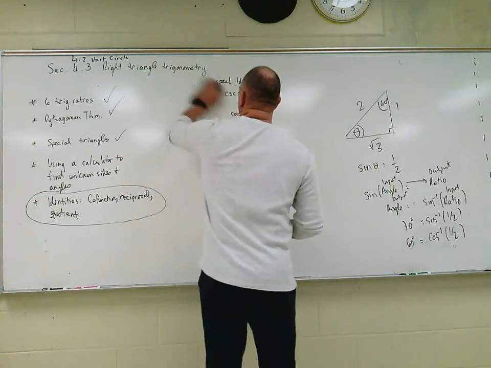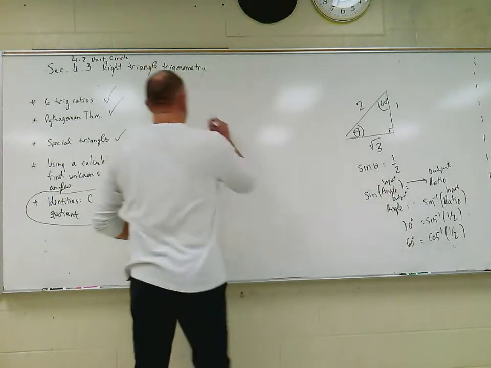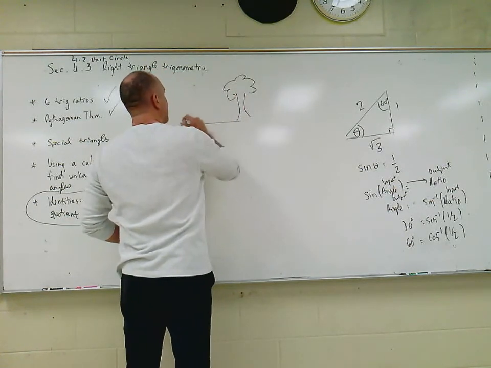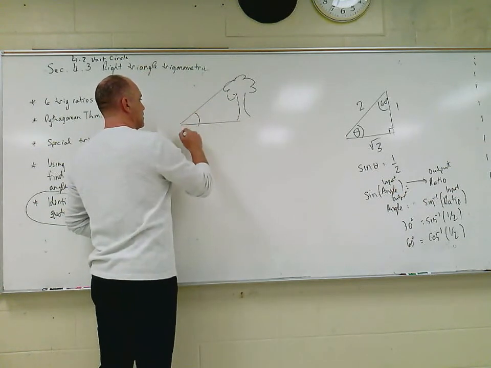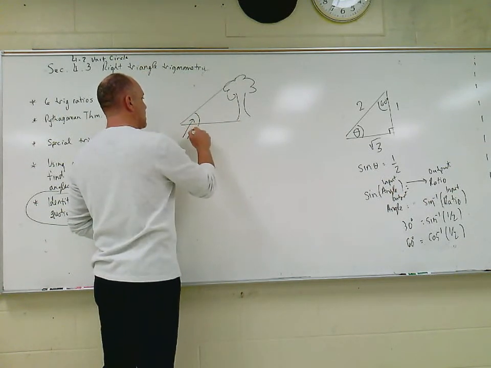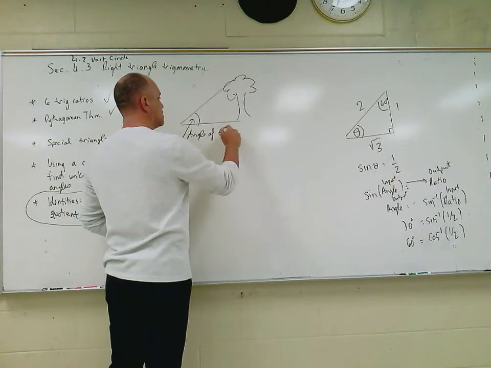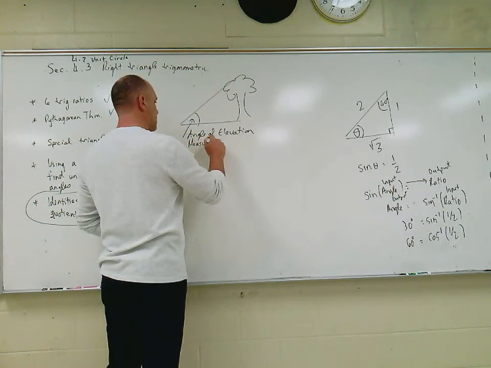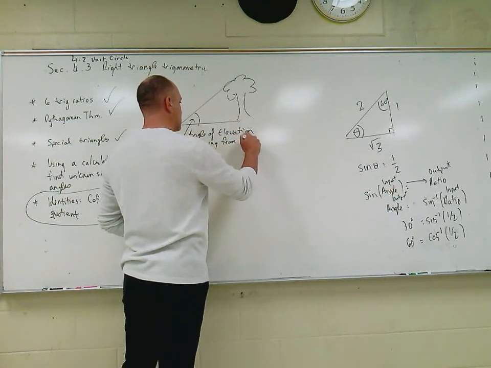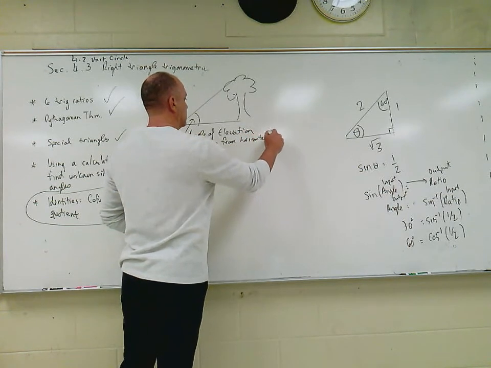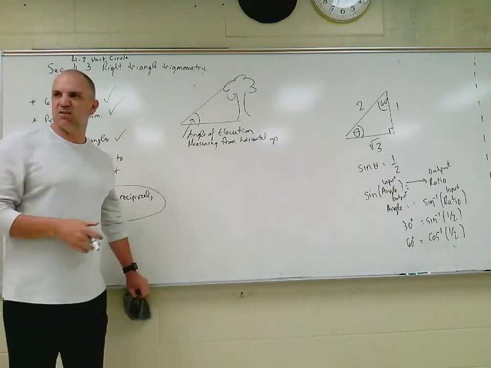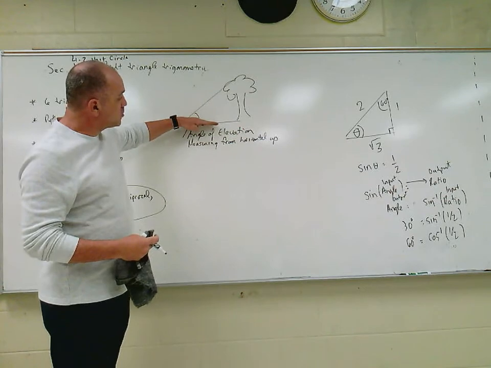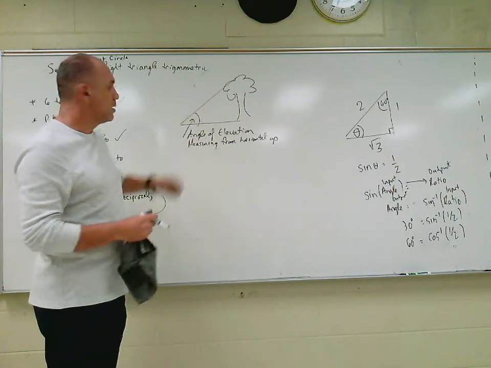A couple of terms that you may get as you work some problems. Let's just say you had a tree or something here. Any measure to the top of something from a horizontal to the top is called an angle of elevation. So if you see that, you know that we're measuring from horizontal up. We're going to take a break here in a second, and then I'll finish the lesson, give you a little time. All right, so if you see angle of elevation, you're thinking that's from the horizontal up, we're taking that measure.